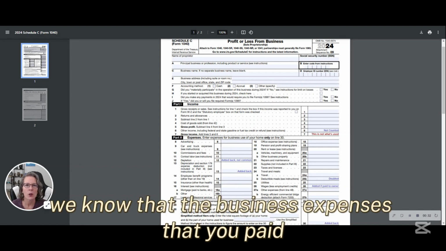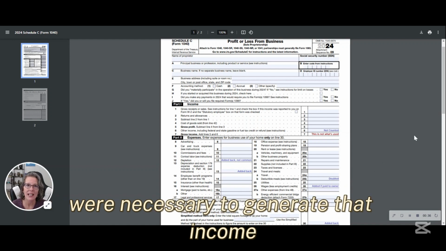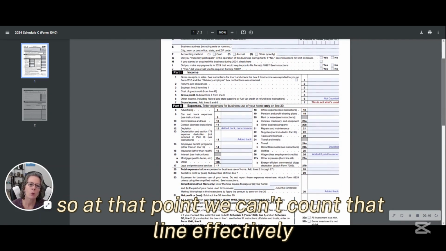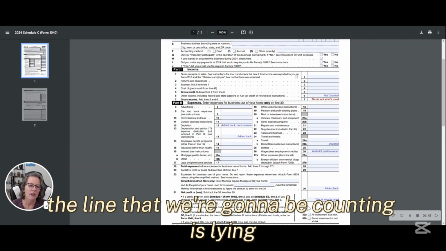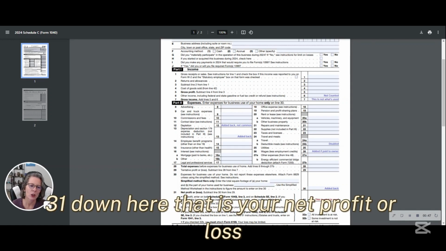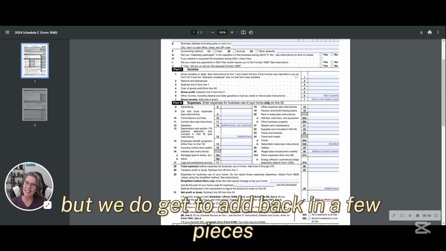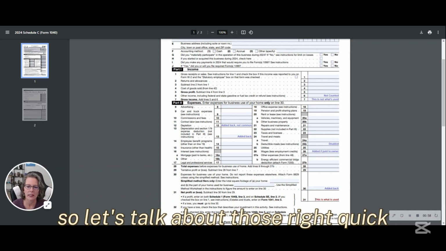However, we know that the business expenses that you paid were necessary to generate that income. So at that point, we can't count that line effectively. The line that we're going to be counting is line 31 down here, that is your net profit or loss. But we do get to add back in a few pieces. So let's talk about those right quick.